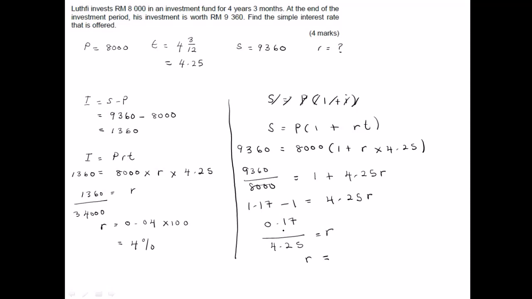Solve the division. We get 0.04, and again, do not forget, because this is simple interest rate, rate should be in percentage, multiply by 100, and we get final answer R equal 4%. So doesn't matter which method you use to solve this problem, if you do it correctly, you should get the right answer. Okay, moving on to the next question.